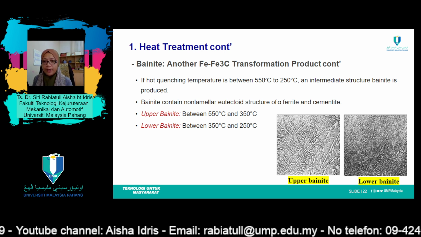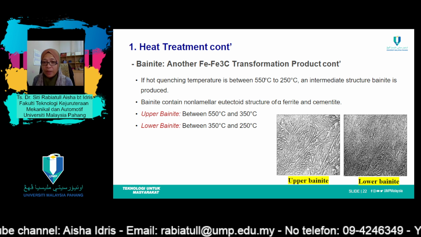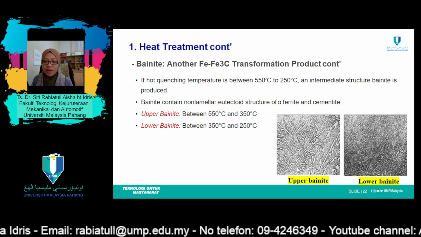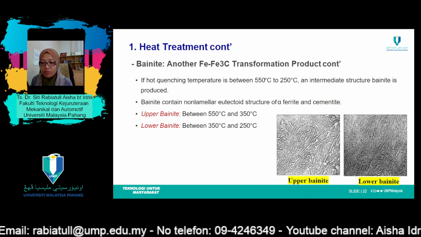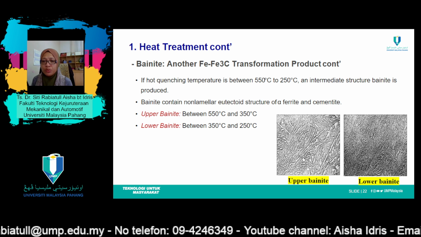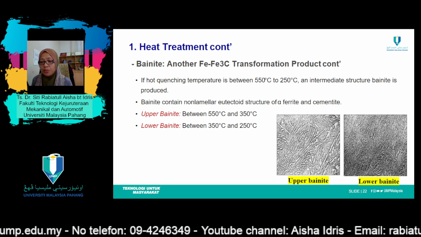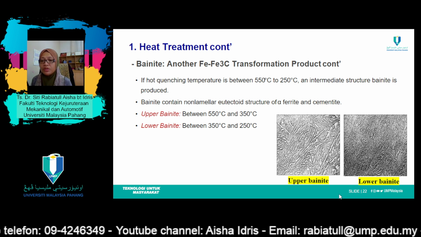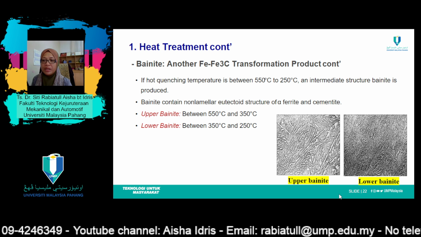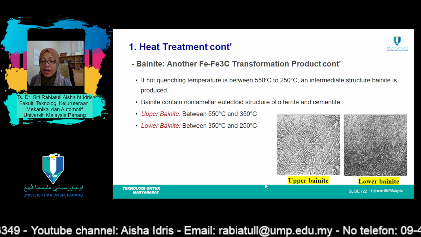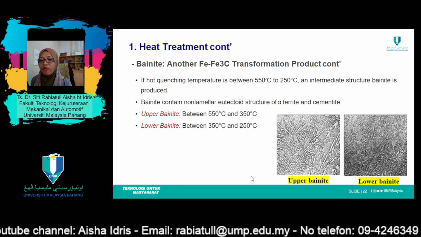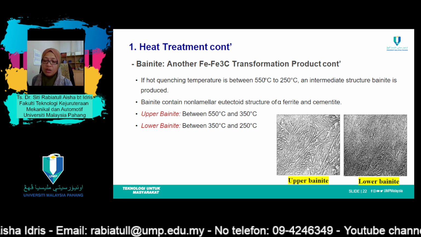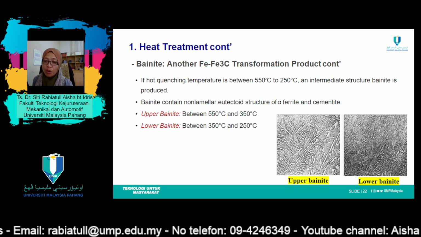These are the types of bainite that might occur, which are upper bainite and lower bainite, as mentioned to you earlier. This is the microstructure for upper bainite, which forms between temperature 350 and 550, and for lower bainite, it occurs between temperature 250 to 350 degrees C. And remember, bainite can be formed through hot quenching, so the temperature needs to be controlled so that it will not drop drastically.